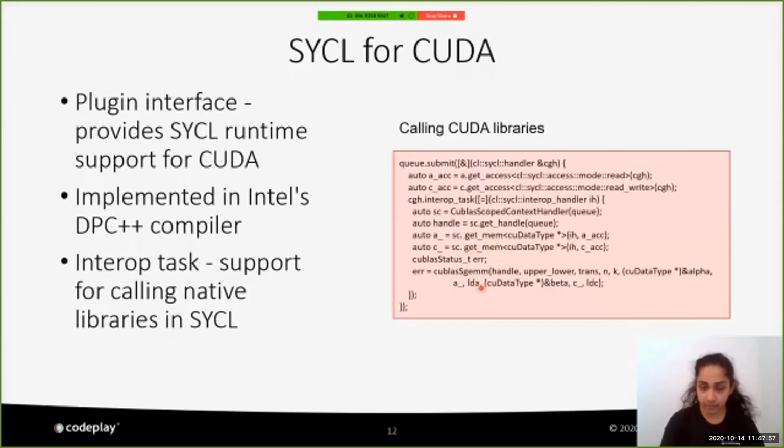All of the data passed to the cuBLAS function is created in the form of a buffer, and it is all passed as part of this interop task which is available over here. The advantage of having this facility in SYCL is that the scheduling of your call to the native library is handled by the SYCL dependency graph.